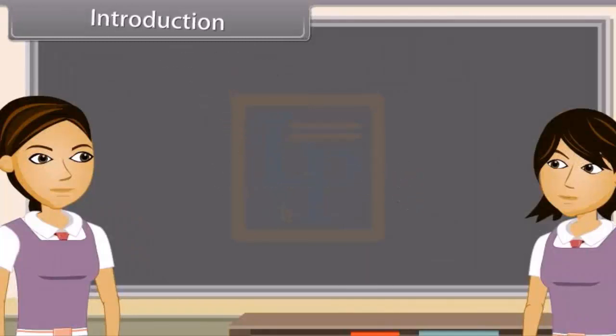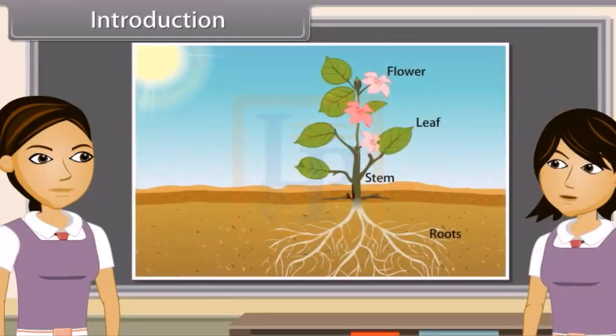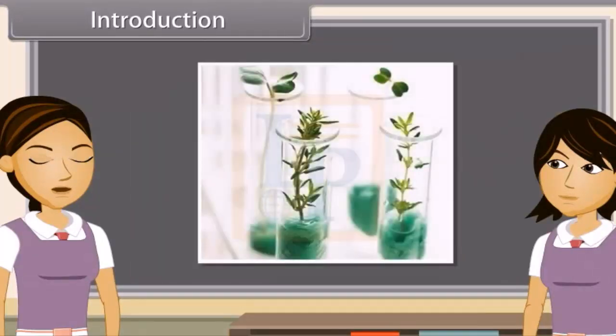Introduction. As we already know, plants do not have a nervous system and sense organs like eyes, ears or nose like the animals have. Yes, but they can still sense things like light, gravity, chemicals, water and touch by actions of hormones on them.